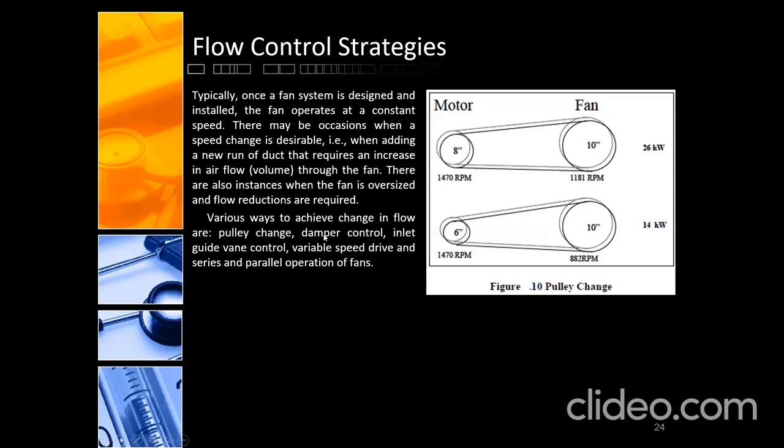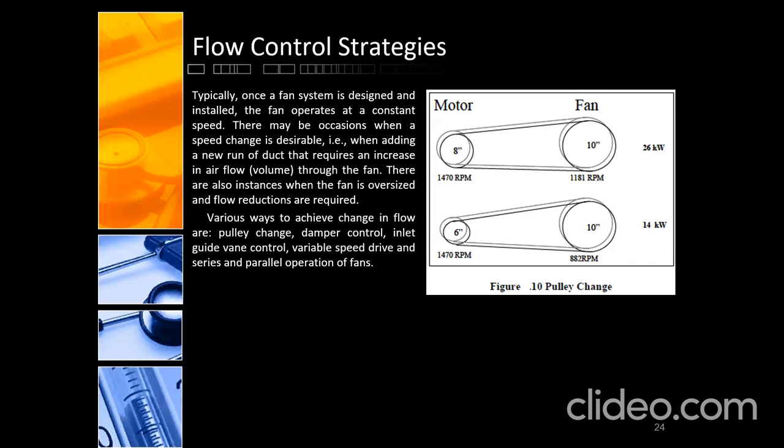Next, flow control strategies. Typically, once a fan system is designed and installed, the fan operates at constant speed. There may be occasions when a speed change is desirable. That is when adding a new run of duct that requires an increase of airflow volume to the fan. There are also instances when the fan is oversized and the flow reduction is required. Various ways to achieve change in flow are the pulley change, damper control, inlet guide vane control, variable speed drive, and series and parallel operations of fan.